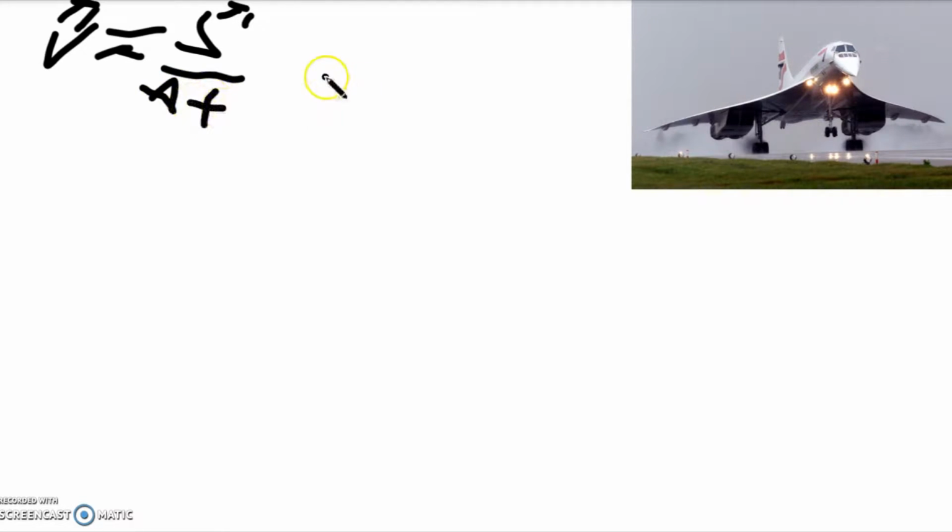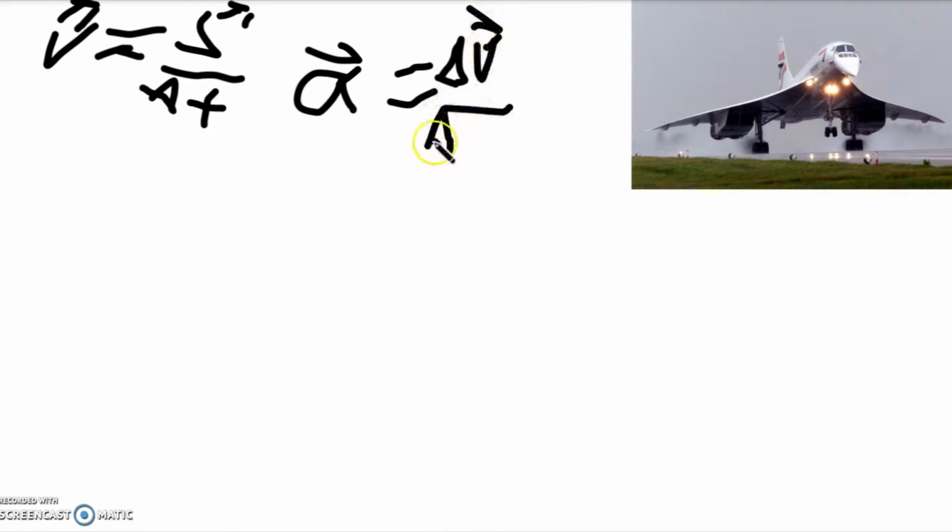And for acceleration, you have a lowercase a with an arrow on top, because a stands for acceleration. You need direction as well. It equals change, the triangle, in velocity with an arrow on top, over change in time. So those are the two formulas.